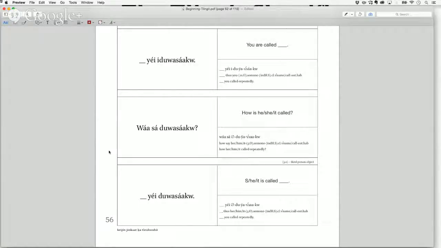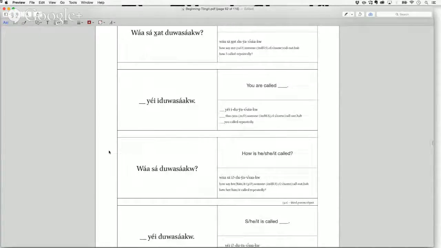So there's the thing that we remember here. There's a couple things that are really interesting with this. I was working with some elders a couple of weeks ago, and I was just going through a phrase list, and I had wasa listed as how. And they said, well, wasa is what? And then we sort of had a discussion about it.